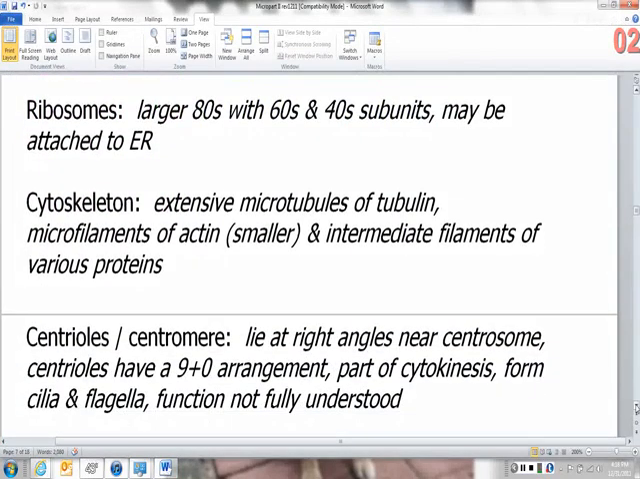Ribosomes are larger in eukaryotes, being 80S with a 60S and 40S subunits. Ribosomes may also be attached to the endoplasmic reticulum. The eukaryotic cytoskeleton is more extensive with microtubules made of tubulin, smaller microfilaments of actin, and intermediate filaments made of various proteins. The centrioles lie at right angles near the centrosome. The centrioles have a 9+0 arrangement.